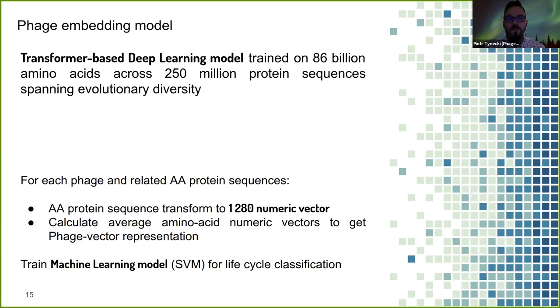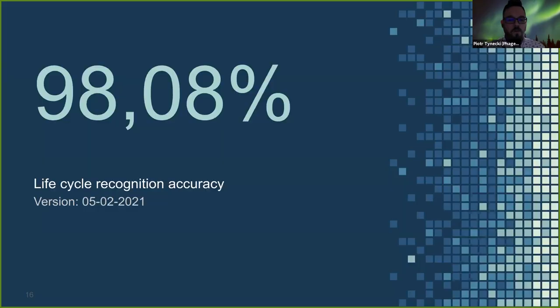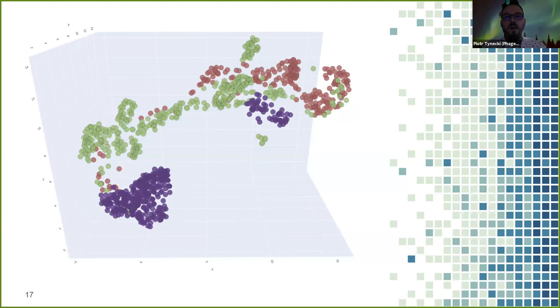One of the things which we are currently focused on is the life cycle. So if we have a vector which defines some specifics about the phage, we can start working on downstream tasks like life cycle. So we used a machine learning approach after that to extend the model which we shared with you before. And we were able to keep the results. We have a very accurate model, more than 98% on the test set. And that model is going to be published soon.